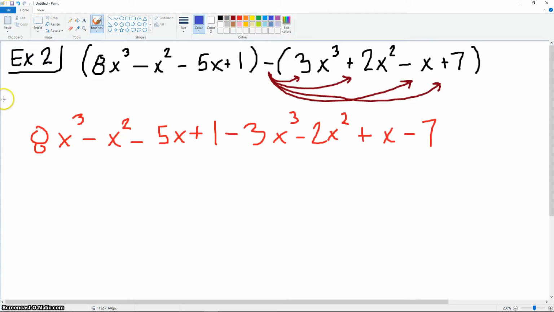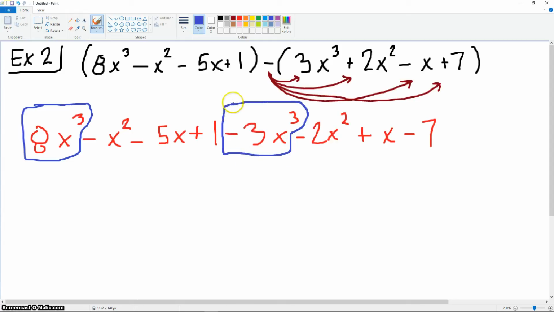So again, this is a good time for you, if you want to, to color code. So I have the cubed here and the cubed here. Now the tricky thing is you need to make sure you're also taking the coefficient as well as the sign in front of the coefficient, whether it's a minus sign or a plus sign. So we have 8x cubed. The way that you read this is 8x cubed minus 3x cubed. That's going to give us 5x cubed.